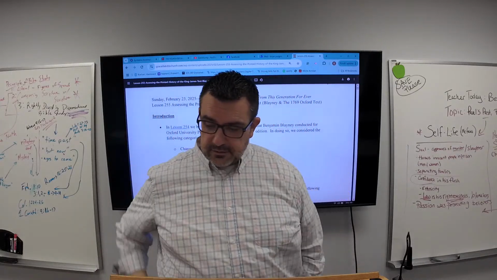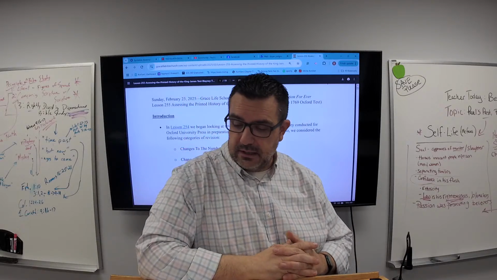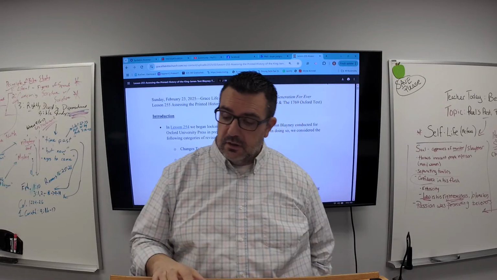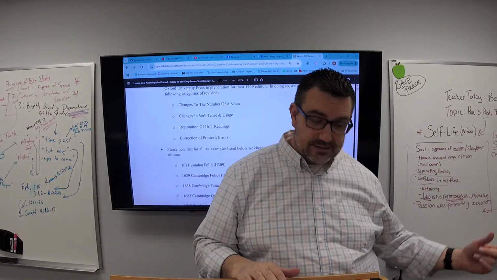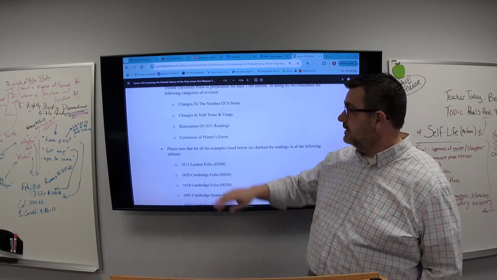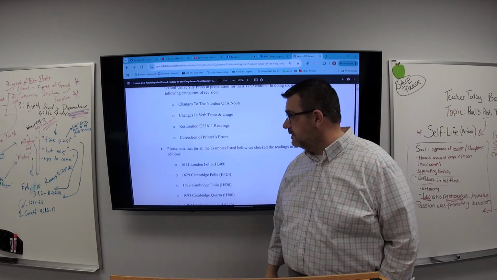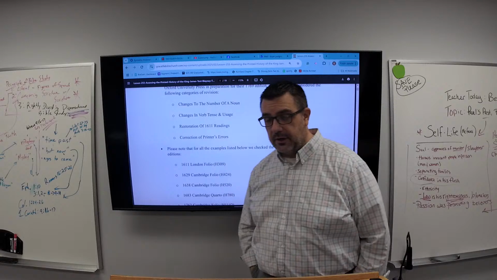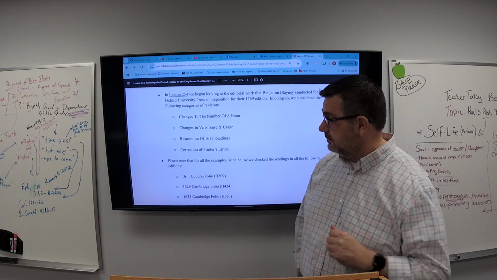Introduction. In lesson 254, we began looking at the editorial work of Benjamin Blayney conducted for Oxford University Press in preparation for their 1769 edition. In doing so, we considered the following categories of revision. So this would have been in the last lesson. So what did we look at? We looked at changes to the number of a noun. We looked at changes in the verb tense and usage. We looked at restoration of 1611 readings. And then fourthly, we looked at the correction of printer errors.